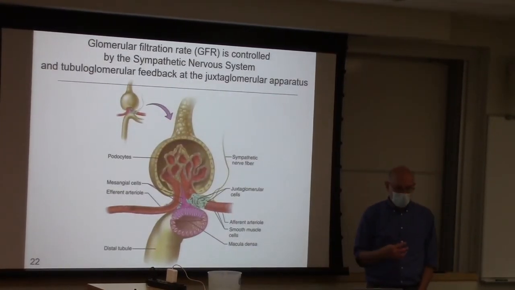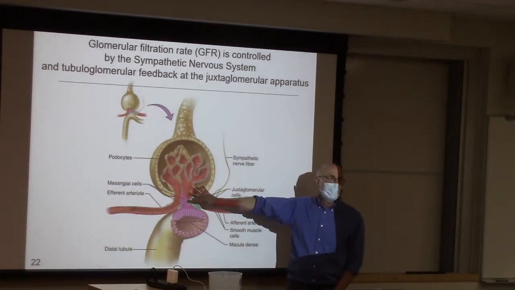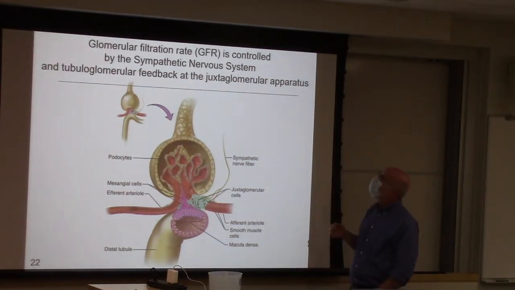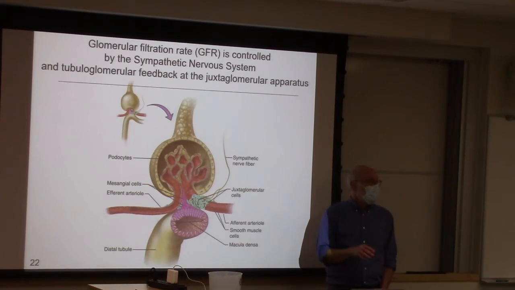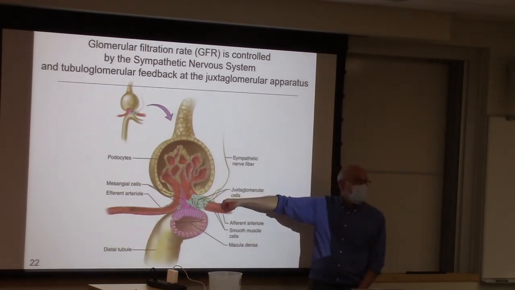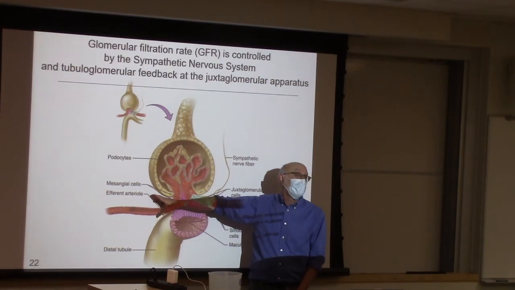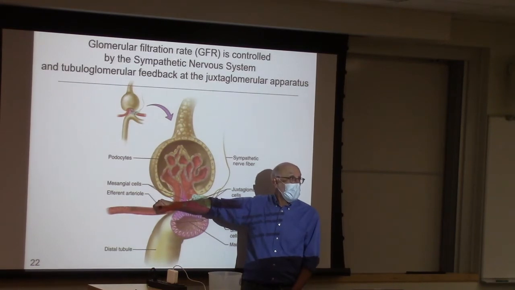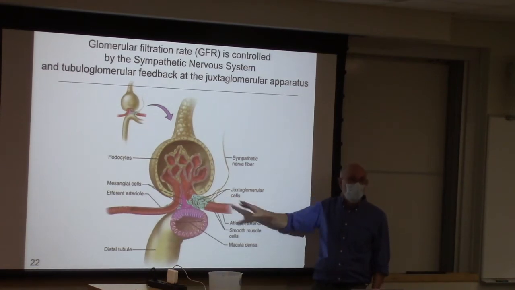Okay, so now we're going to talk about a complicated concept whereby we regulate filtration, glomerular filtration. We control glomerular filtration. So you've learned a little bit about this already. You've learned that we can constrict the afferent arteriole, and that will lower GFR. You've learned that we can dilate the efferent arteriole, and that will lower GFR. We can constrict the efferent arteriole, and that will increase GFR, or we can dilate the afferent arteriole, and that will increase GFR, right? You've learned that principally.